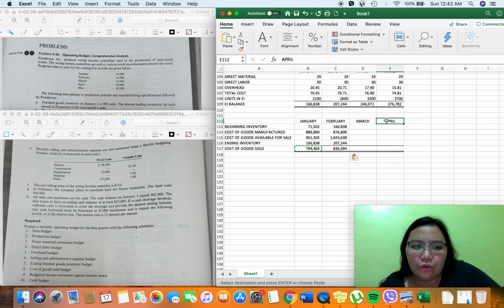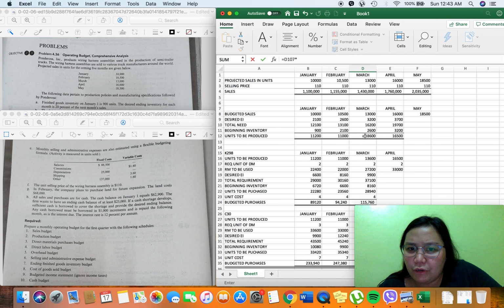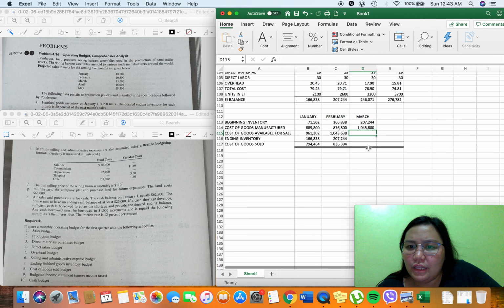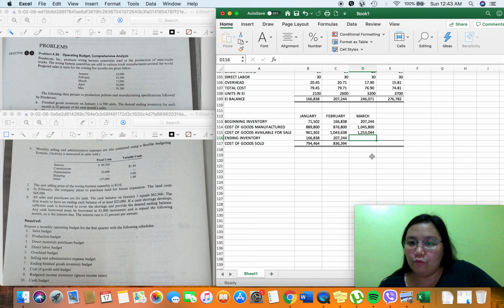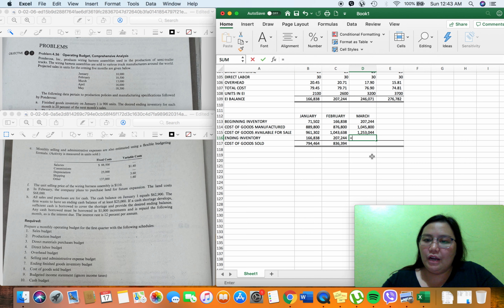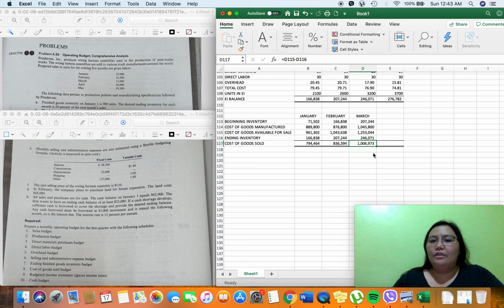Last, for the month of March, since we are only required to prepare the operating budget for the first quarter, we will delete the April column here. The beginning inventory is the ending inventory of last month, 207,244. For our cost of goods manufactured, we have 76.9 cost per unit multiplied by the number of units we produce, which is 13,600, and we get 1,045,800. Get the sum of the two. 1,253,044 is our cost of goods available for sale. For our ending inventory, we have 246,071. Get the difference between the two. We have our CGS of 1,006,973. So there we have our cost of goods sold budget.